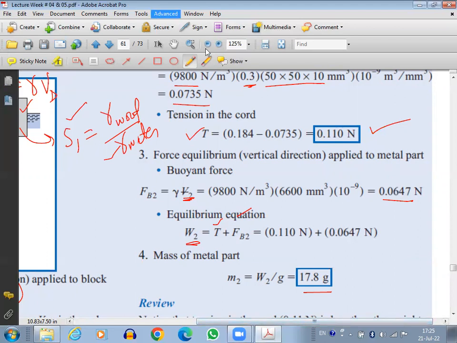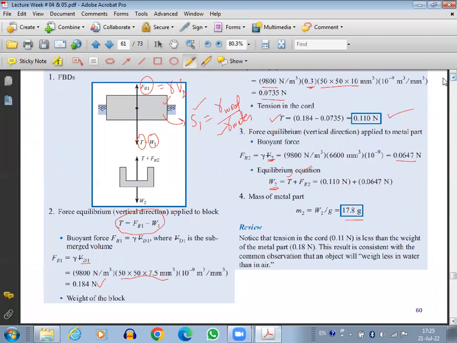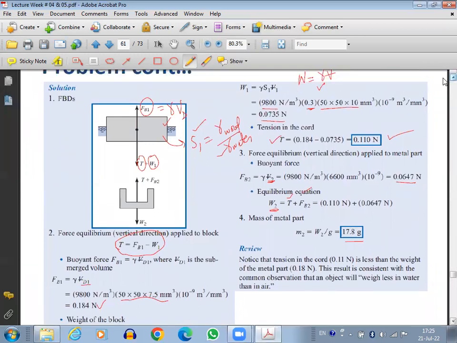If anybody has anything which is not clear regarding the solution of this problem, you can ask. Let's have a break of 2-3 minutes till the exam is going on.